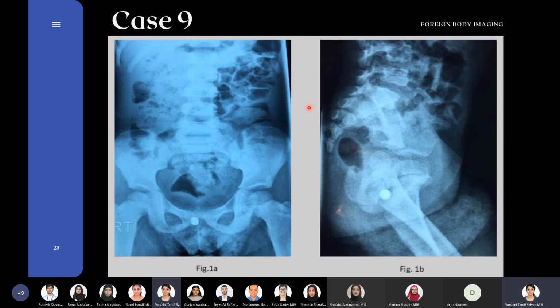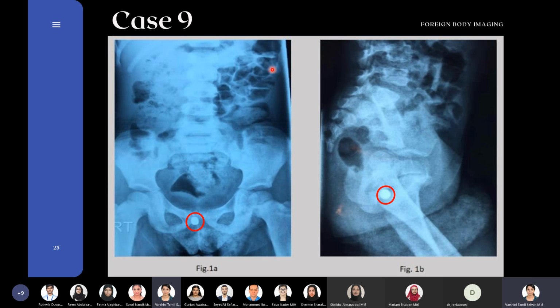And where do you guys see the foreign body? Is it here? Is it here? I don't think so. Is it this? Yes, absolutely correct. It is near the pubic symphysis. Thank you so much. Yes.